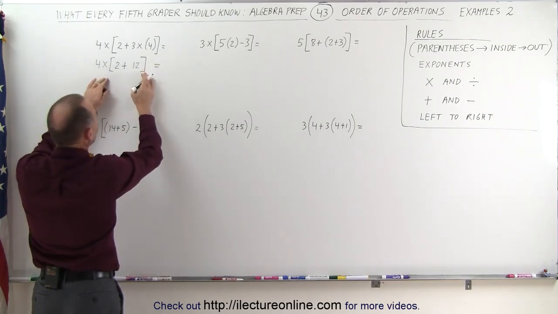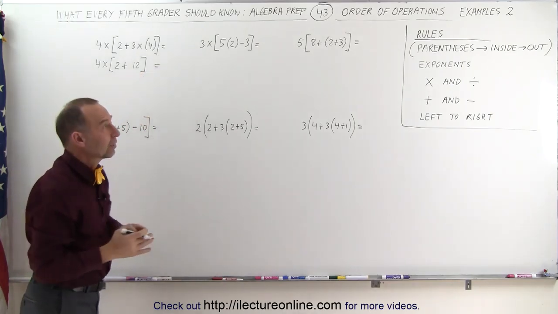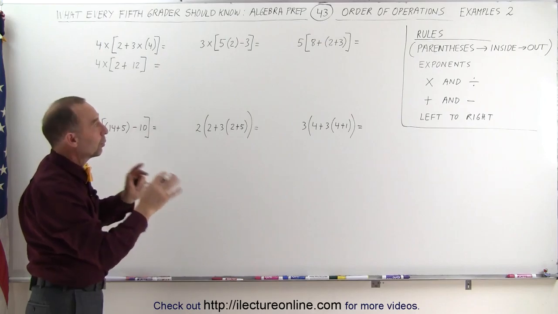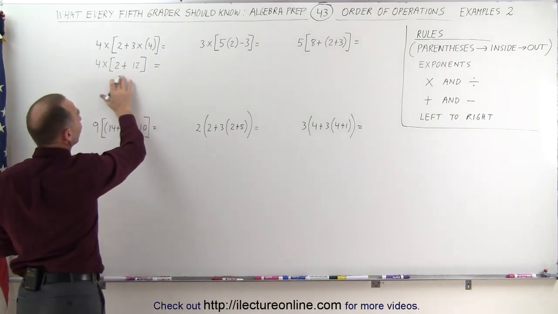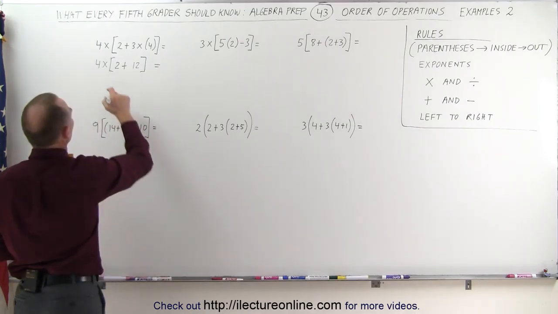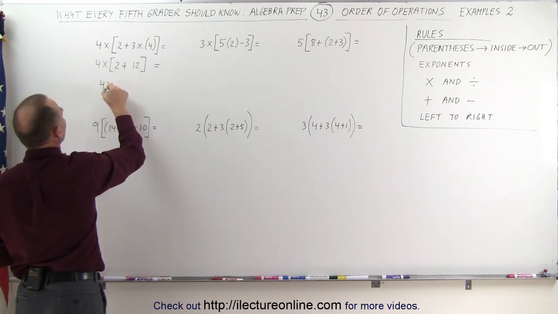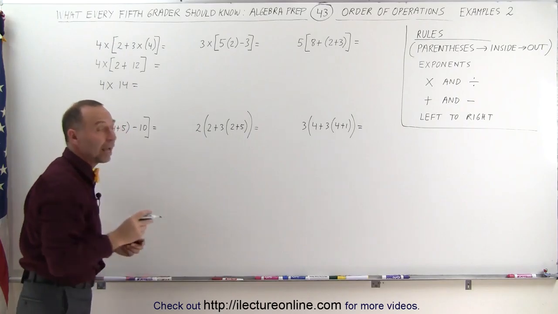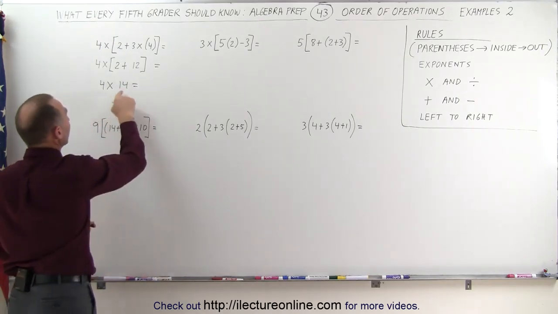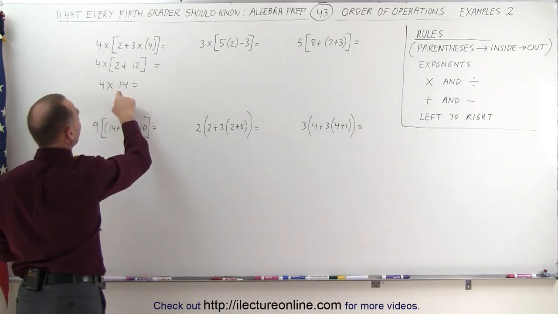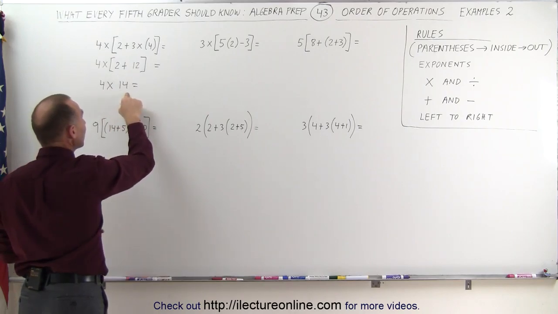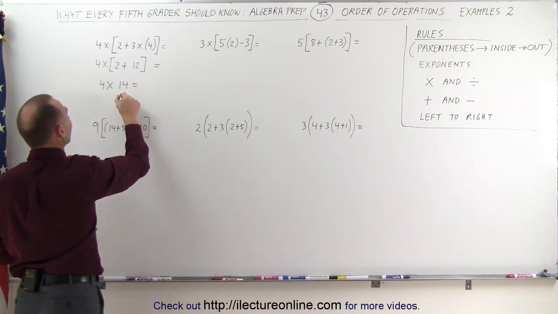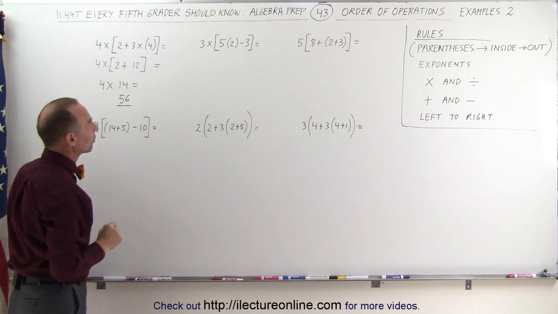We still have brackets, and again, we want to get rid of what's inside the brackets first. So we work out what's inside the brackets first. So we can write 4 times 2 plus 12 is 14. And finally, we can now do the multiplication. 4 times 14 means 4 times 10, which is 40. 4 times 4 is 16. 40 plus 16 is 56. And that's the correct answer.